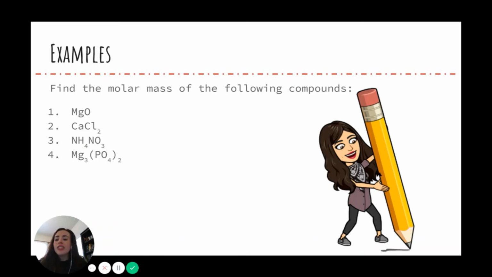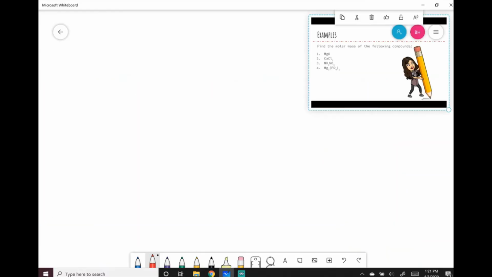So let's go ahead and look at a couple different examples that might be a little bit trickier than the ones that we just looked at. So let's go ahead and switch the screens and solve those problems. All right, so we have a couple different example problems of compounds that we need to figure out the molar mass for. So let's go ahead and start with the first one.